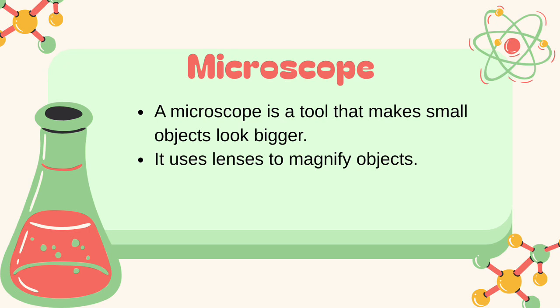Here, a microscope is a scientific instrument that makes small objects appear much larger and more detailed. It works by using lenses to magnify objects, allowing us to see structures that would otherwise be invisible. Microscopes are essential in laboratories, classrooms, hospitals, and research centers. Without microscopes, we would not know about the existence of microorganisms, how cells function, or how diseases spread.